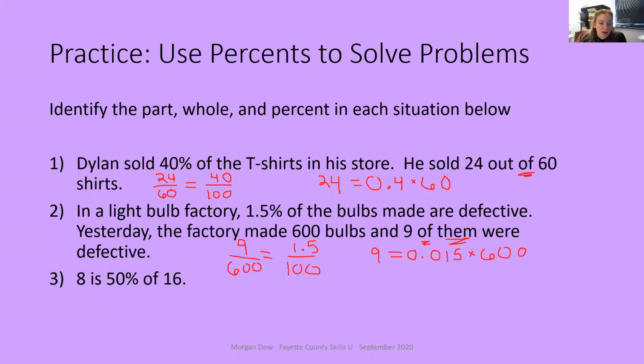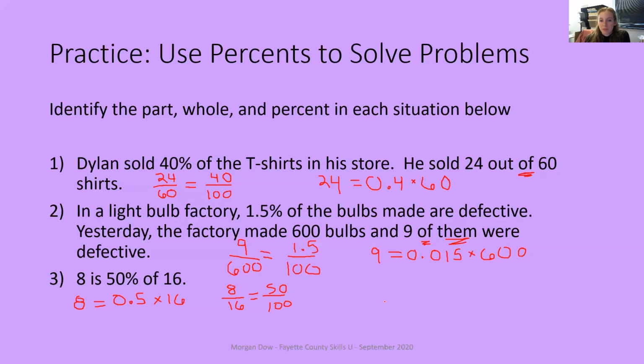All right, and then number 3 here, 8 is 50% of 16. So actually the first thing I'm going to do here is the formula first. We'd say 8 is 50%, 0.5 of 16. Now as a proportion, our part is 8 and our whole is 16. And then our percent is 50.